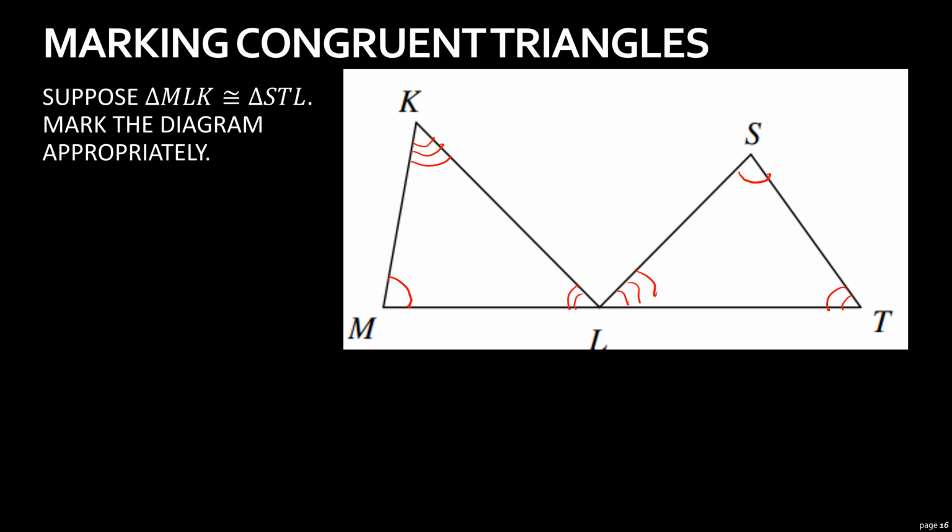So here, how do we mark the sides? Well, here I have ML, those are the first two letters here, and ST, those are the first two letters. So ML and then ST, give those sides a tick mark. And then LK and TL, LK and then TL. And then lastly, I'll give MK 3 tick marks along with SL. So this is how we mark our triangles congruent. So follow the order of the letters. If you follow the order of the letters, you can't go wrong.